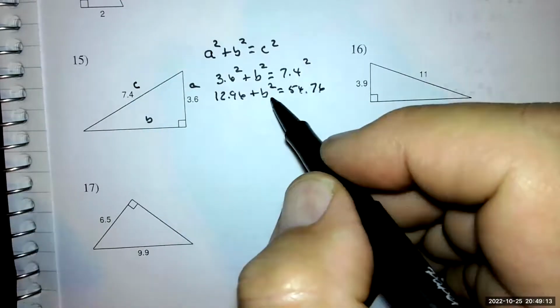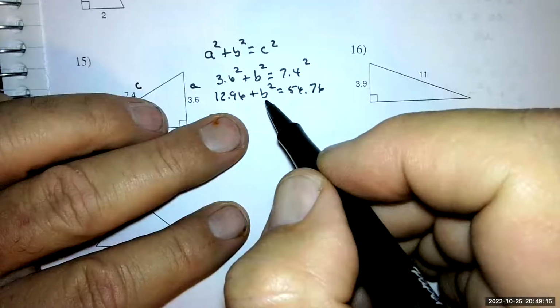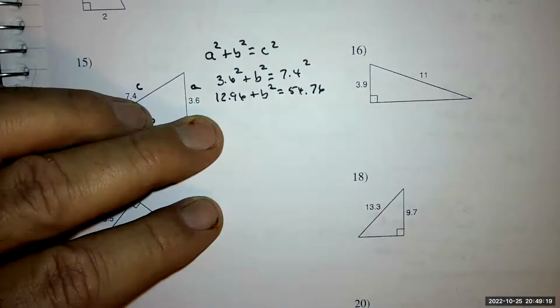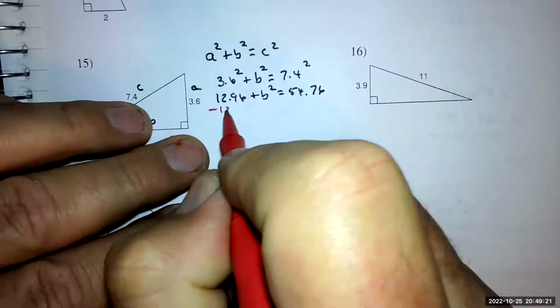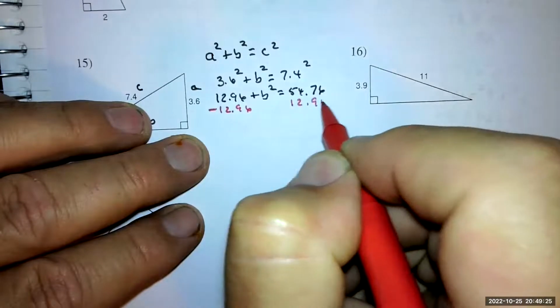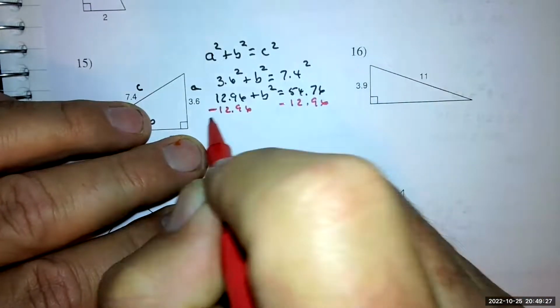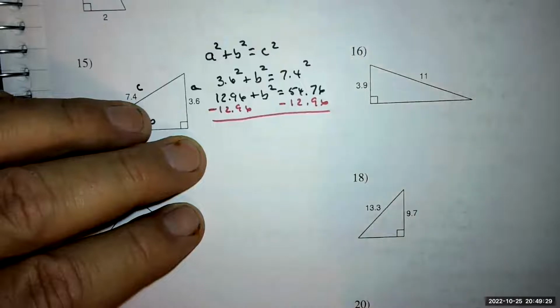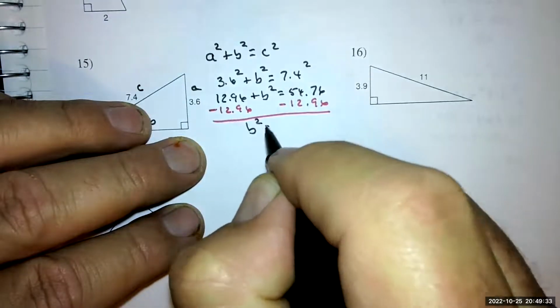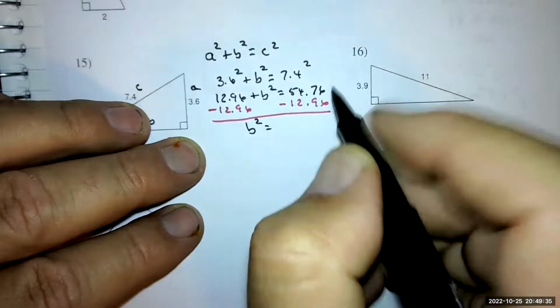Now, this is just like anything. We want the variable by itself. So what's being done to b squared? It's being added by 12.96. So how do I get rid of 12.96? I subtract 12.96. Notice I line up my decimals. This becomes a zero pair. So you bring down your b squared. We subtract these on a calculator.